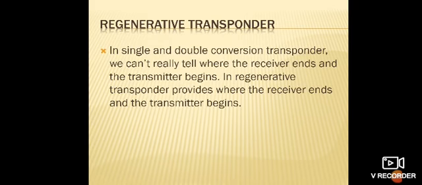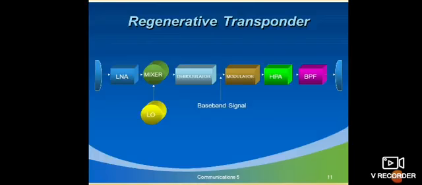The next one is the regenerative transponder. So what does this mean? Whenever we are using the double conversion or single conversion, there is no differentiation between the transmitter and receiver ends. In a regenerative transponder, it shows where the receiver ends and where the transmitter begins, so there is a differentiation of the transmitter and receiver sections. That's why it is a regenerative transponder.